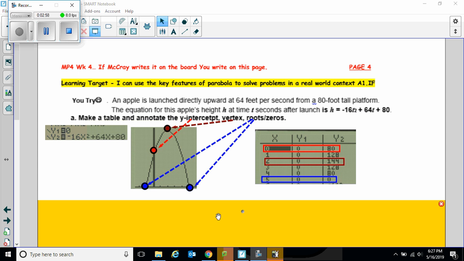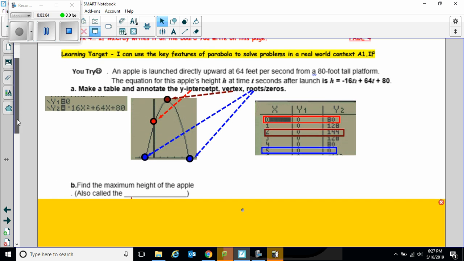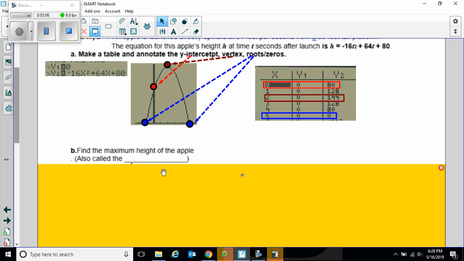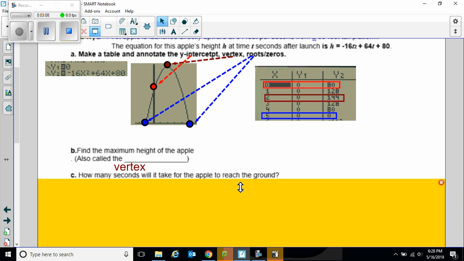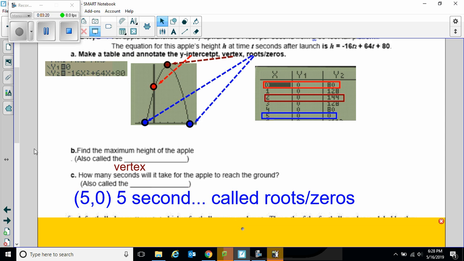Let's consider the next question. What do we call the max or minimum value? You used this word already. It's called the vertex. How many seconds will it take for the apple to reach the ground? From our chart here, we have found it's going to be 5 seconds.